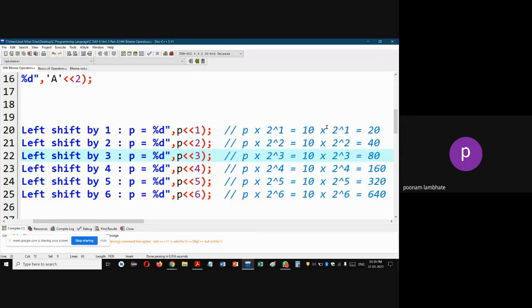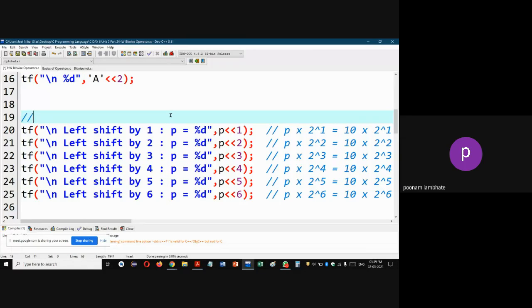So as we can see, these are powers of 2. First time you shift, then you have to multiply by 2. Second time also you shift, again you multiply by 2. Third time you have shifted, again you multiply by 2. Fourth time you have shifted, again you multiply by 2. So it is nothing but multiply by 2 operation. So every time you shift towards the left, it is known as multiply by 2 operation. Okay, left shifting means multiplication.